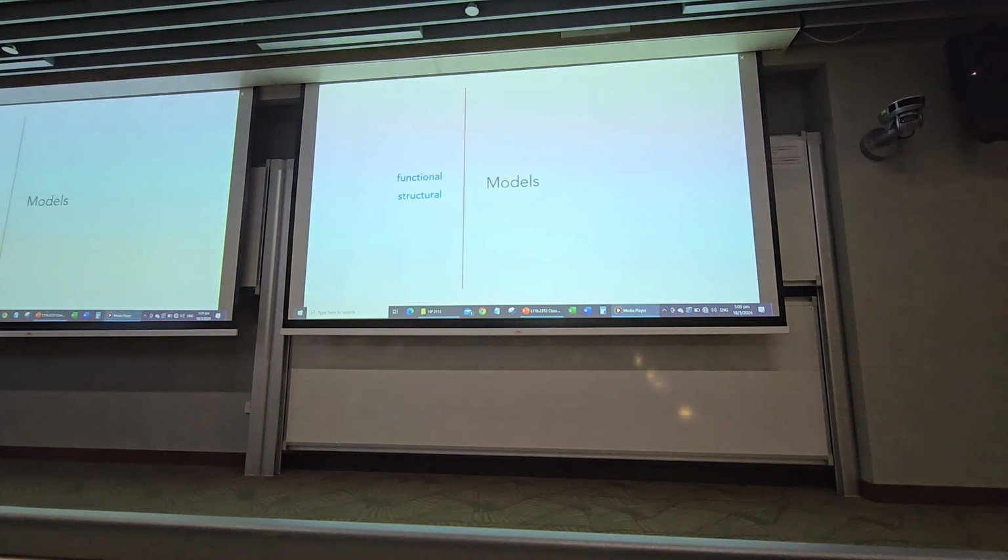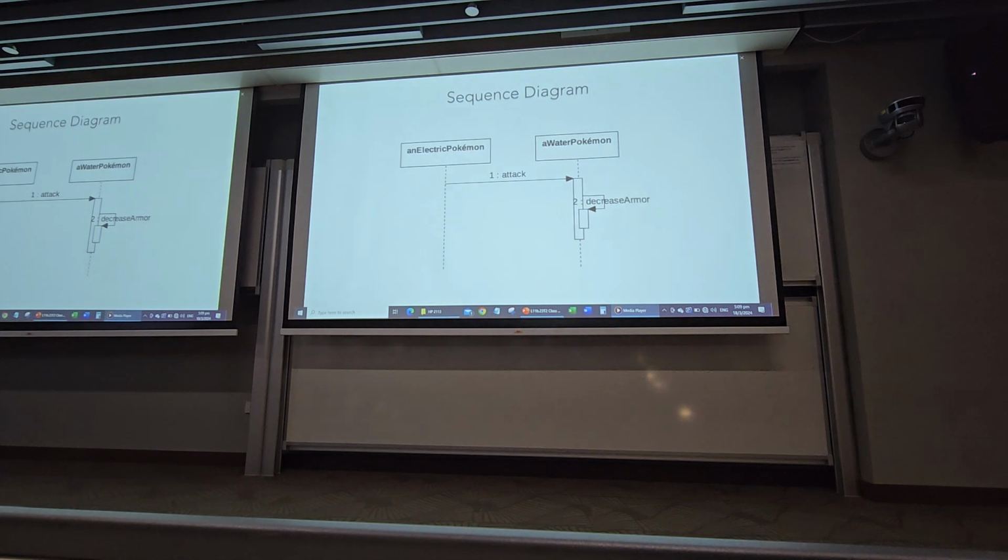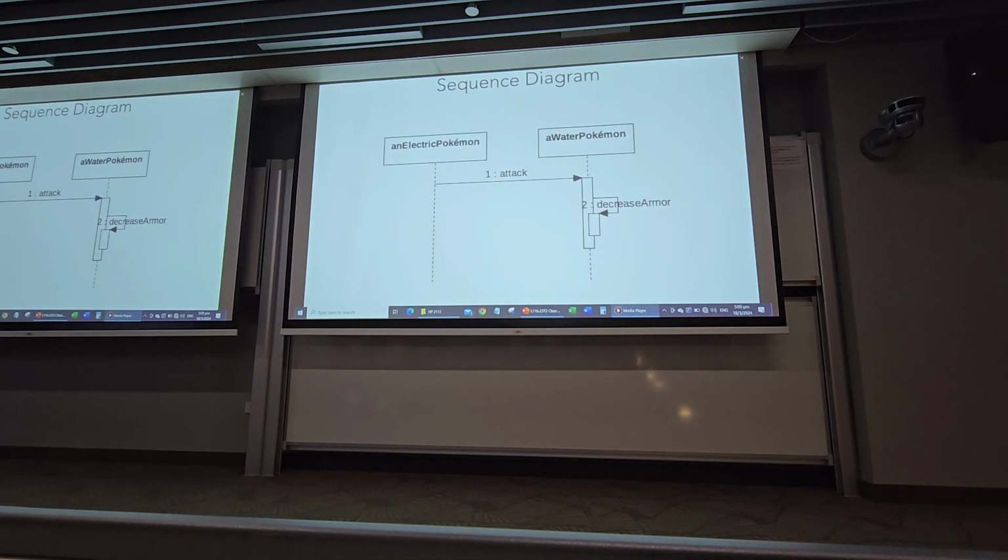UML lets us model dynamic behavior too. The behavioral diagram describes the system's functionality, focusing on what happens and the interactions between objects. We'll talk about the actual diagram shortly.